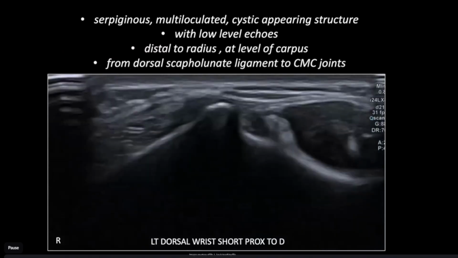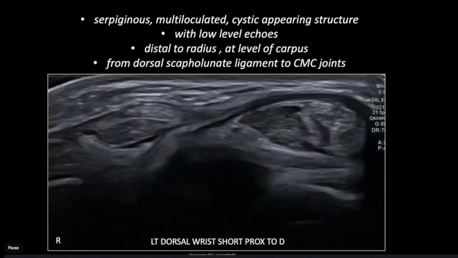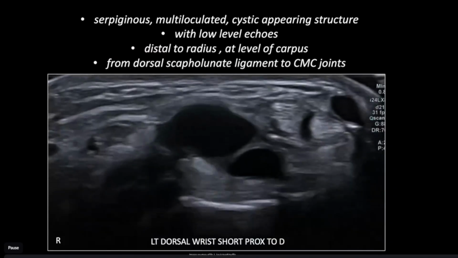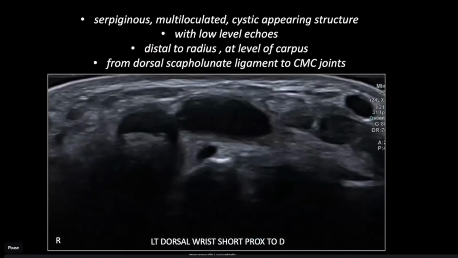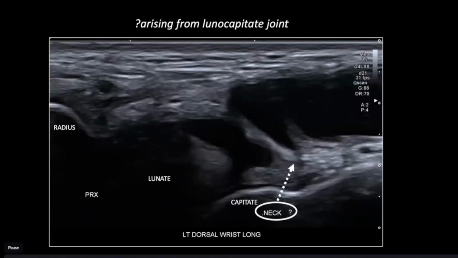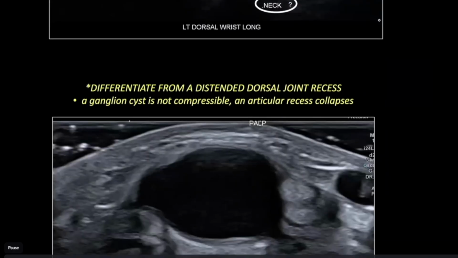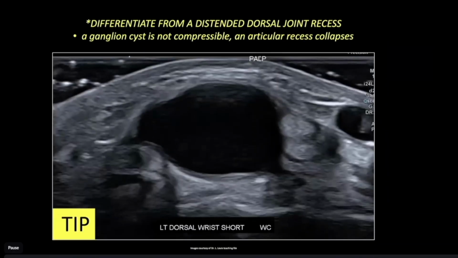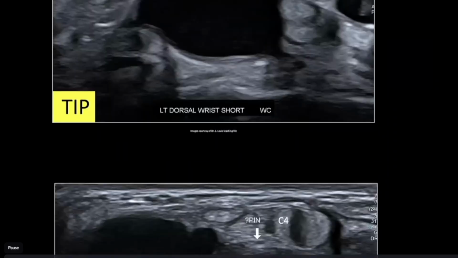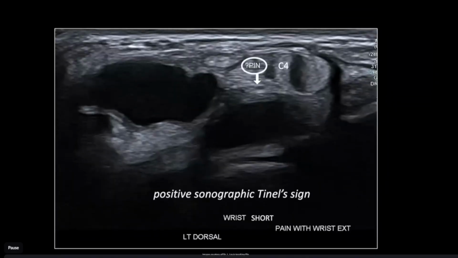Traveling from proximal to distal. As you come over the scapholunate ligament, it's multiloculated with low-level echoes, distal to the radius, over the carpus, and we thought it was arising from that midcarpal joint. You're going to differentiate it from fluid by just compressing. Ganglia don't compress.